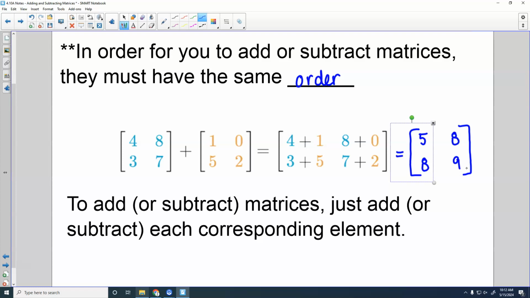Okay, if it was subtraction in between, we would subtract instead of adding. That would be the only difference. So, moving on.